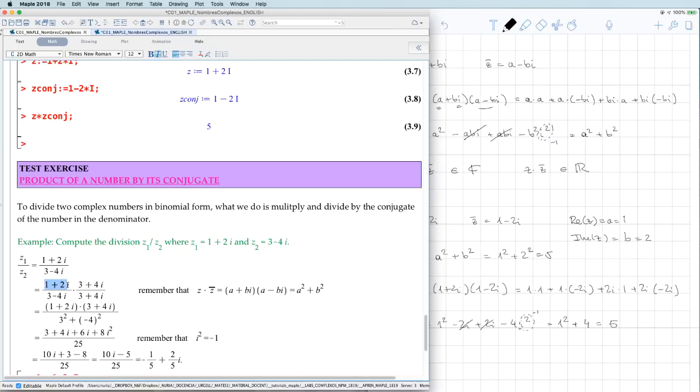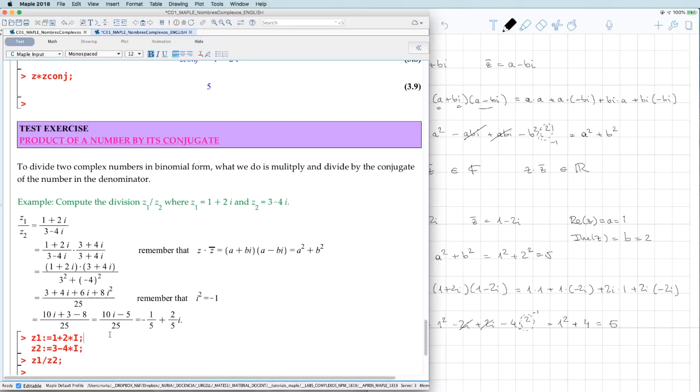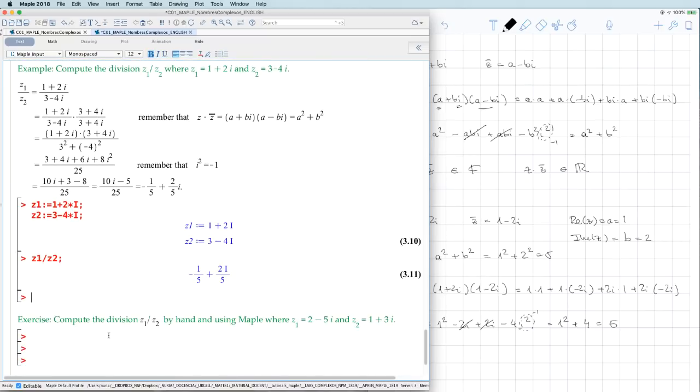Okay, and now on the top we have 1 plus 2i times 3 plus 4i. We proceed by multiplying. 1 times 3 is 3, 1 times 4i is 4i, 2i times 3 is 6i, 2i times 4i is 8i squared, divided by 25. Now we remember that the imaginary unit to the power 2 is minus 1, so we get these two terms, it's 10i, 3 minus 8, so it's minus 5. And then we can split the real part and the imaginary part, so it's minus 5 divided by 25, minus 1 over 5, plus 10 over 25, which is 2 over 5 i. If we check it using Maple, Maple directly computes the result. Okay, so let's do another exercise.